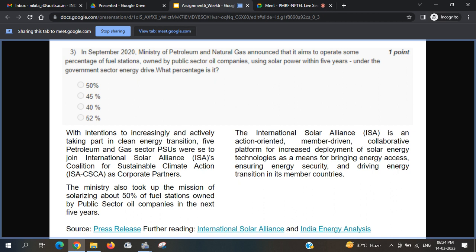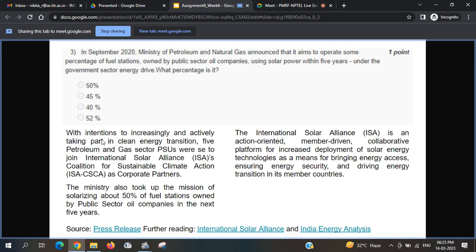So this actually pertains to India's intentions to increasingly and actively take part in the clean energy transition, transitioning from greenhouse gas generating, non-renewable energies to cleaner and renewable energy sources. For example, in this case it is solar.